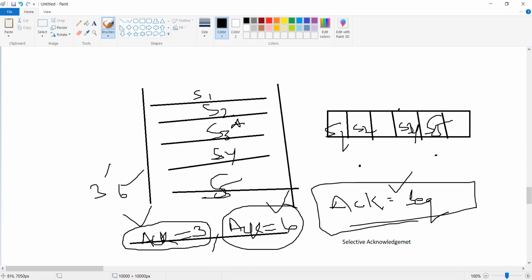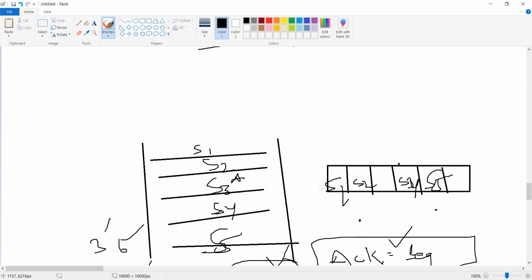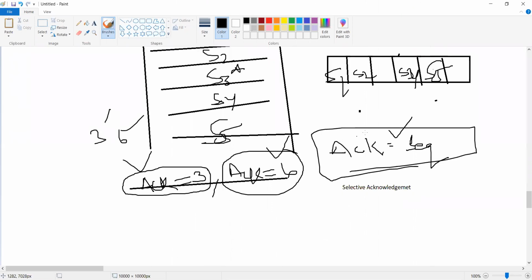No, it's clear. Yeah, like sequence plus 1 is also 3, right? No. Like in the previous example, which type of acknowledgement was that related to? Cumulative. So in case of cumulative only, this formula works. But in case of selective, this formula works.